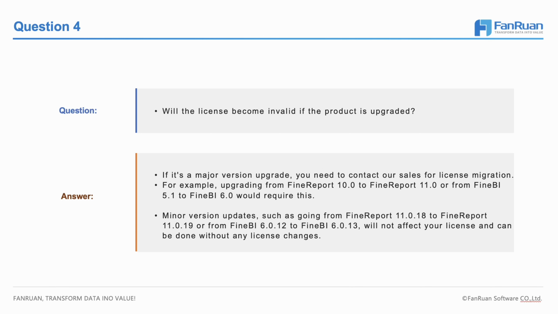Question 4. Will the license become invalid if the product is upgraded? If it's a major version upgrade, you need to contact our sales for license migration. For example, upgrading from FanRuan 10.0 to FanRuan 11.0 or from FanBI 5.1 to FanBI 6.0 would require this. Minor version updates, such as going from FanRuan 11.0.18 to FanRuan 11.0.19 or from FanBI 6.0.12 to FanBI 6.0.13, will not affect your license and can be done without any license changes.